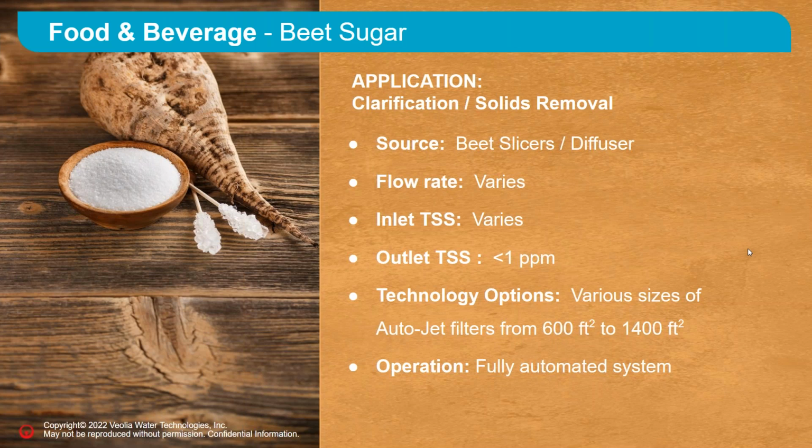This is the typical process characteristics for beet sugar applications. The flow rate and TSS typically varies depending on the application and the client, but the outlet solids usually are less than 1 ppm. We've installed Auto-Jet filters from 600 square feet to 1,400 square feet for these applications, and typically they're all automated systems.